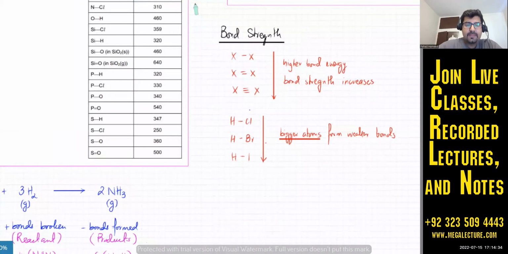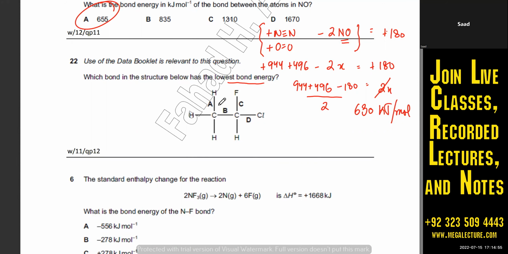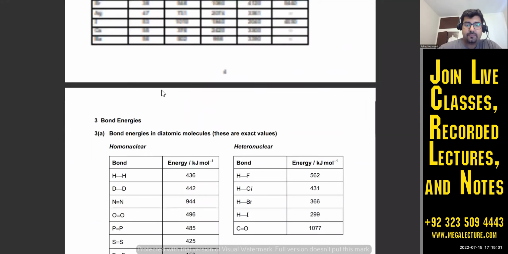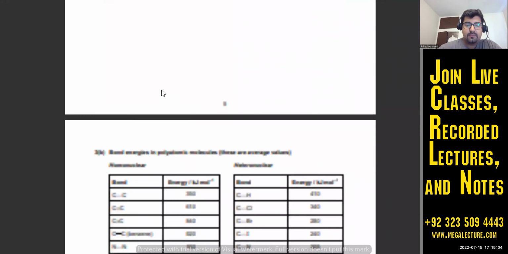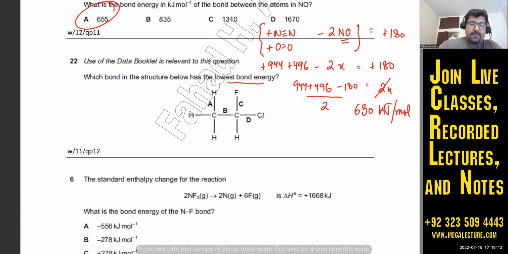Now, coming back to this, which bond in the structure below has the lowest bond energy? Lowest means strong bond or weak bond? Lowest would be like it easily breaks. It's a weak bond, right? So bond energy, look at the data booklet, the C-H bond energy. What is the C-H bond energy? It's given over here. That's 410, right? So A is 410.